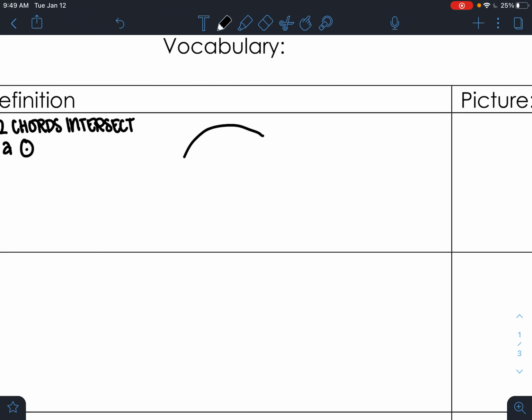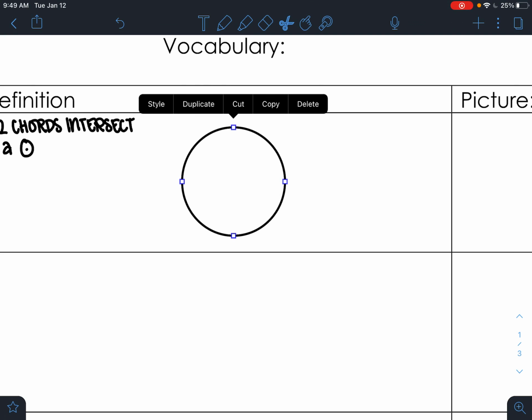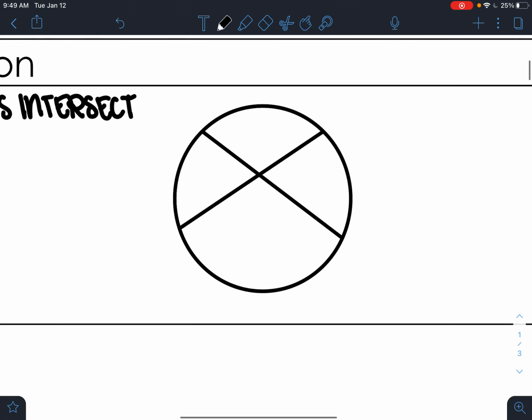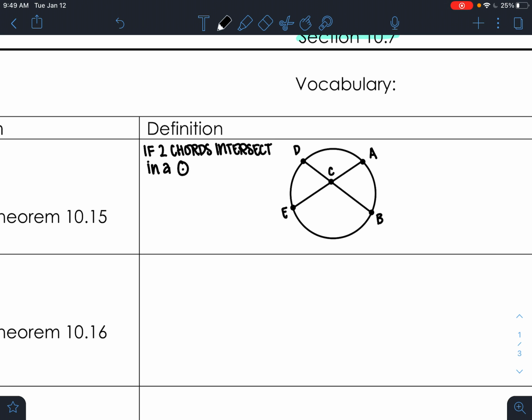So let's start with our circle, and we're going to draw two chords that intersect on the inside of that circle. I'm going to draw this chord right here, and another chord right here. Let's put in all the intersection points so we can label them. Up at the top we'll call this point D, over here A, down here B, over to E, and C is in the middle.